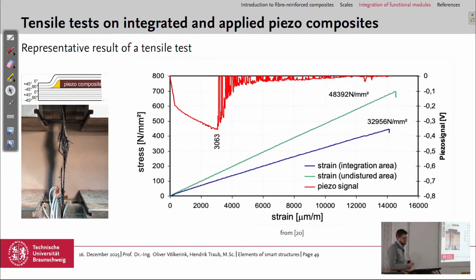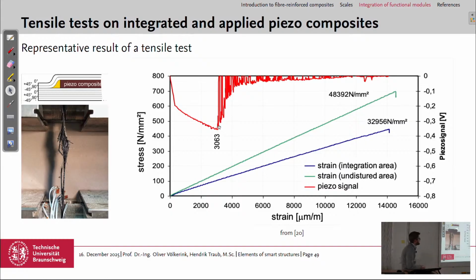Then they were tested in a UTM, tensile testing machine. This is one test example or one representative result of the specimen without any cutout. Here's the fractured tensile test. And we have here a stress-strain diagram where we can see the strain in the integration area and the strain in the undisturbed area. So strain from the strain gauge here, strain from the strain gauge here, and also the piezo signal.